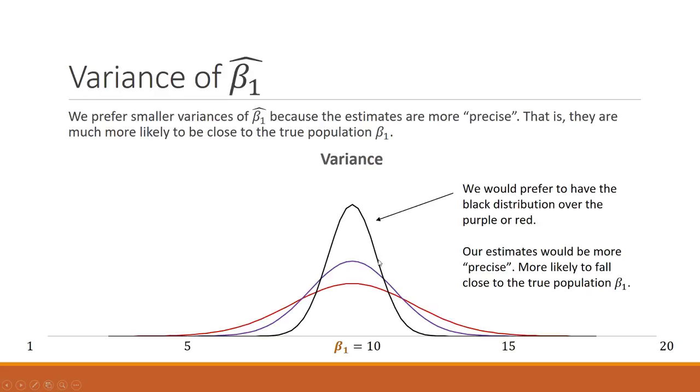And so we want our distribution to have a small variance. That way it's much more likely to find a beta 1 hat value that's close to the mean, that's close to the true beta 1. We don't want a huge distribution because it makes it more likely to find a beta 1 hat that's further away from the mean. So we say that if we have the black distribution, our estimates would be more precise. That means they're more likely to fall close to the true population beta 1 than if we had the red distribution. If we had the red distribution, they're less precise because it's much more likely to find a value that's farther away from the mean.